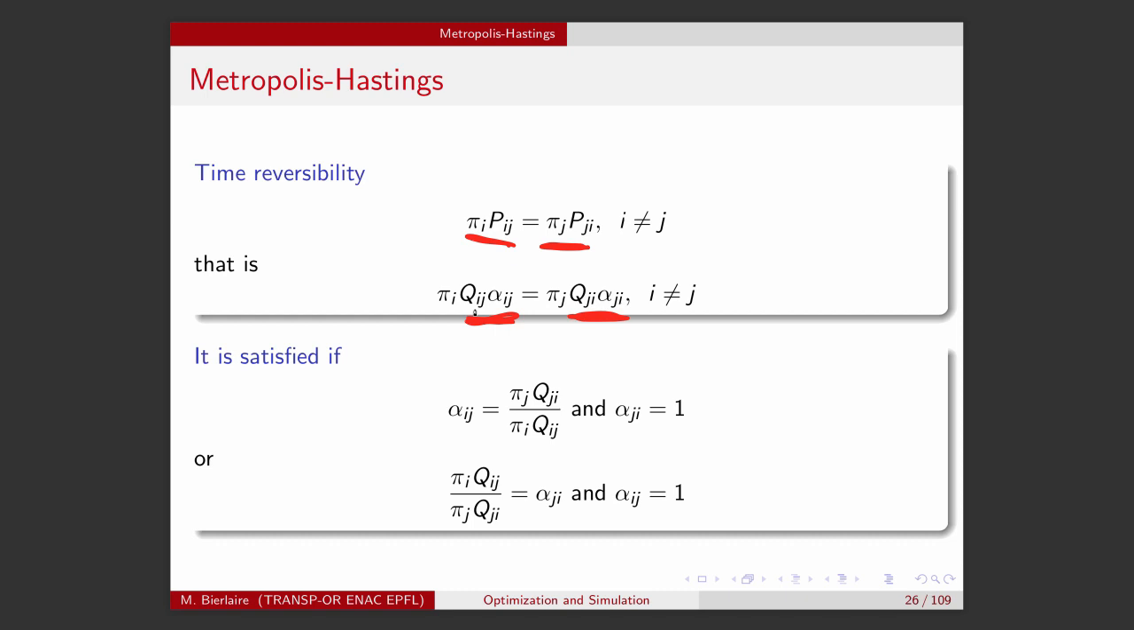Okay, so if pi_i times q_ij is the largest of the two, then the accept probability alpha_ij will be equal to this ratio here, and alpha_ji will be equal to 1. And you can verify that if these values are used, the time reversibility equations are verified. And if pi_i q_ij is less or equal than the other term, then we do exactly the opposite.